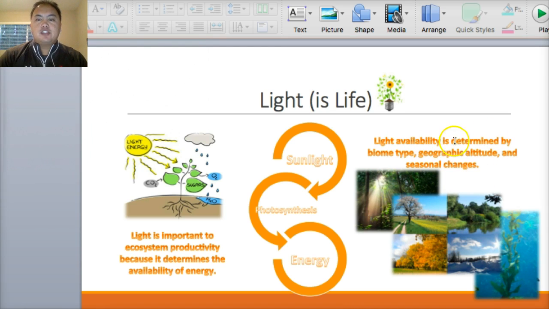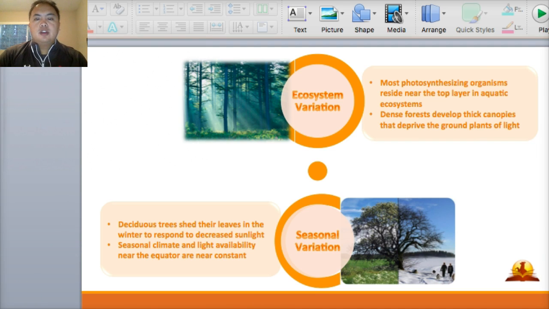Light availability is determined by the biome type. So say, for example, this forest. The light availability is not as strong or not as much, determined by altitude and also depending on the season. Okay. And this is very important because it drives photosynthesis. And if there's no photosynthesis, then your ecosystem cannot be productive. Okay. Now, the light availability varies by ecosystem and seasonal changes.